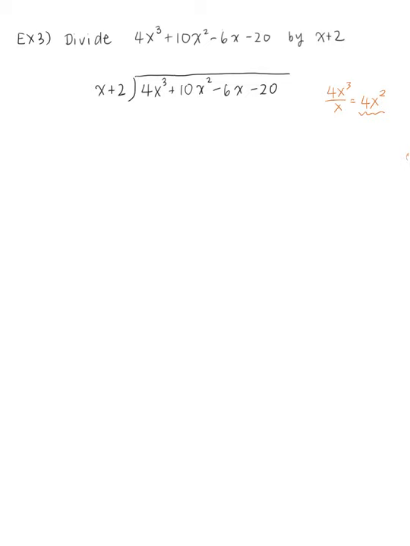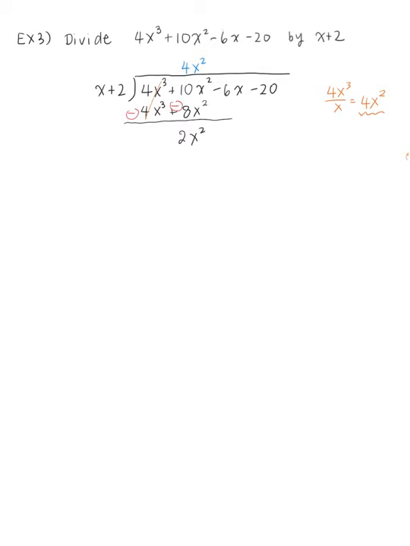So here what we're going to get is 4x squared. Now you multiply the 4x squared times x and then plus 4x squared times 2. So here what we're going to get is 4x cubed plus 8x squared. All right, now what we're going to do is this: draw the line, change the sign on the bottom, and then you add vertically. So first term disappears, that's exactly what we want. Now we have 10x squared minus 8x squared, so that's going to give us 2x squared.